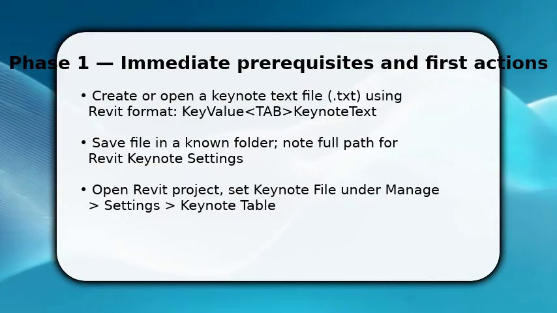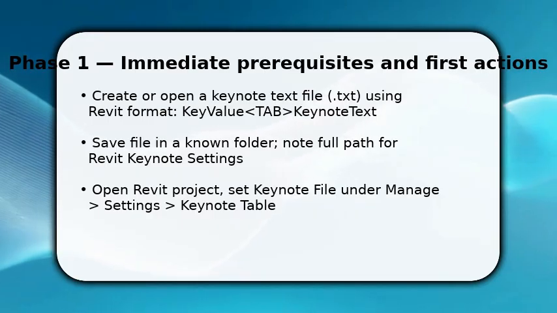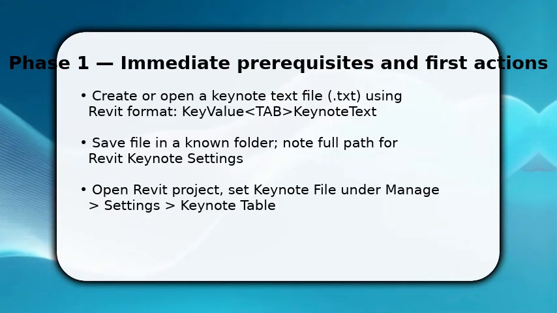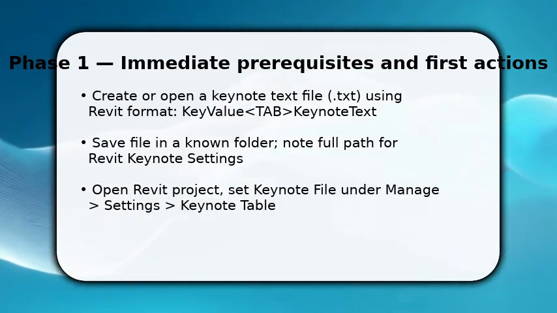You start by preparing the Keynote file. Open a plain TXT and list each Keynote as a code followed by a tab and the description. Once done, save it in a consistent folder so Revit can find it. Make sure the file name and path are simple.